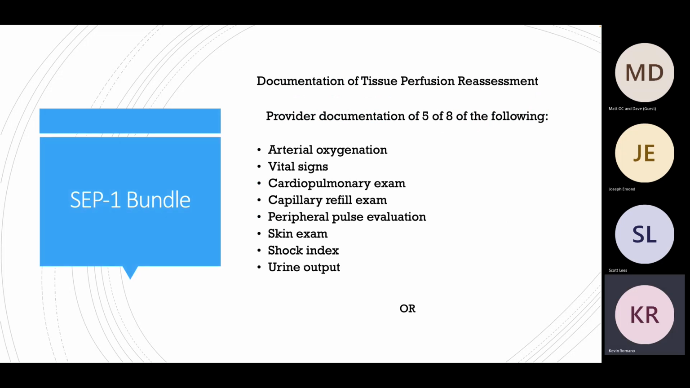Some other documentation of tissue perfusion reassessment provided documentation of 5 to 8 of the following. Arterial oxygenation, so usually respiratory will come in, they'll pull a blood gas on them. Vital signs, cardiopulmonary exam, cap refill, peripheral pulse evaluation, skin exam, shock index, and then a urine output.